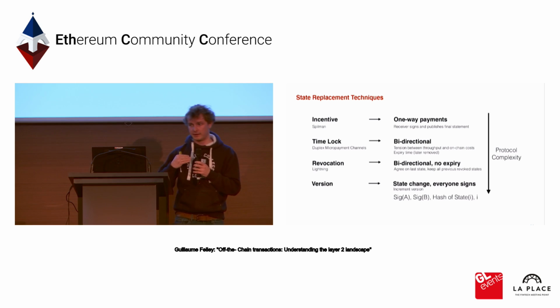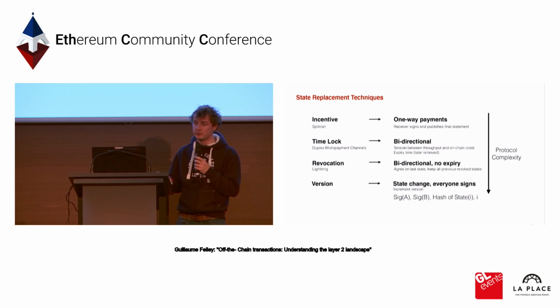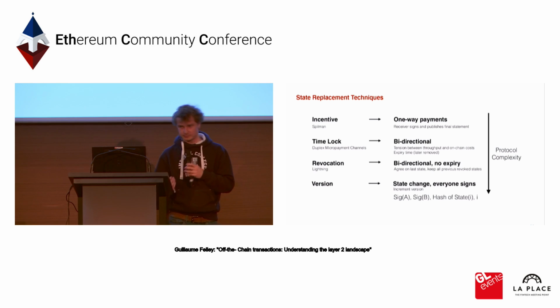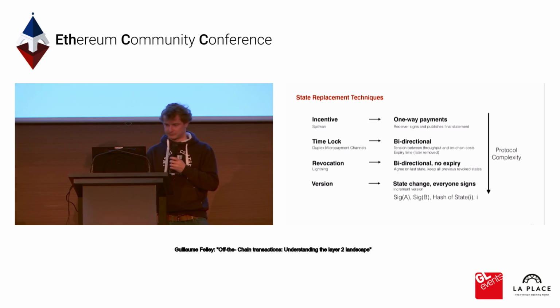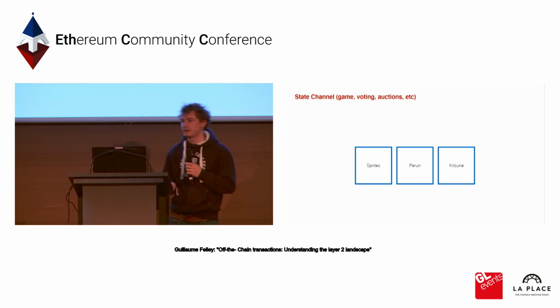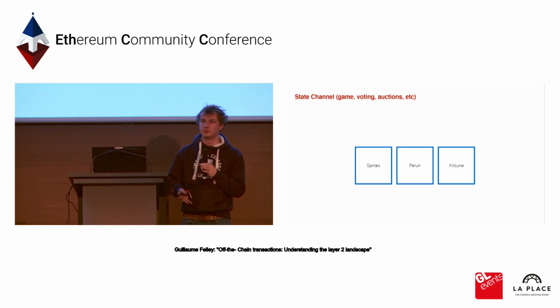Then you add the revocation state replacement, which is the one currently used in the Lightning Network. It uses a pre-image to basically revoke old states. And the most recent one is eltoo, which I won't get into in detail here, but you can check the paper. All right, then you have state channels. Those three are state channel proposals. On state channels, you can do games, voting, auctions, and so on. But you cannot run arbitrary code like you could do on the EVM.